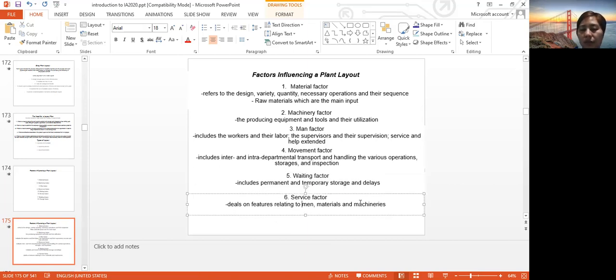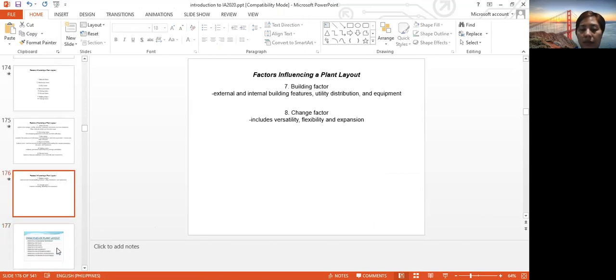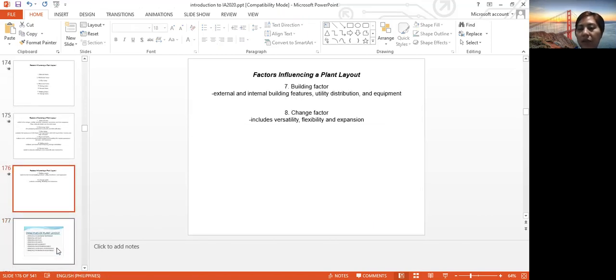the service factor. Number 6, rather, the service factor, deals with features relating to men, materials, and machinery. So the service factor is the place or the room wherein the different services are being provided. And number 7, the building factor: external and internal building features, utility distribution, and equipment. Number 8, the change factor, includes versatility, flexibility, and expansion.